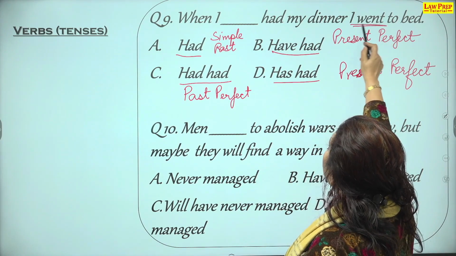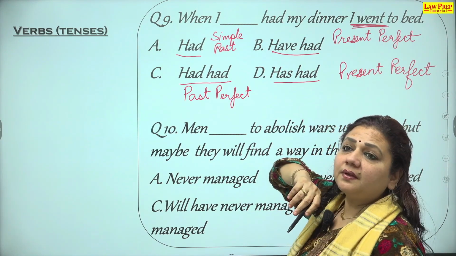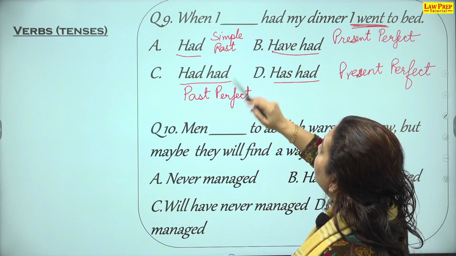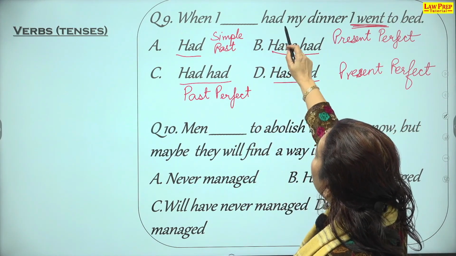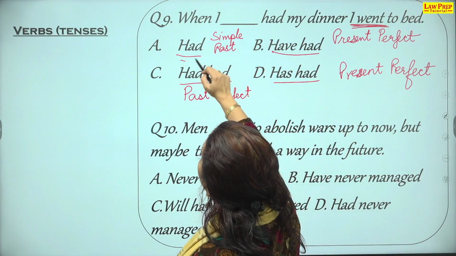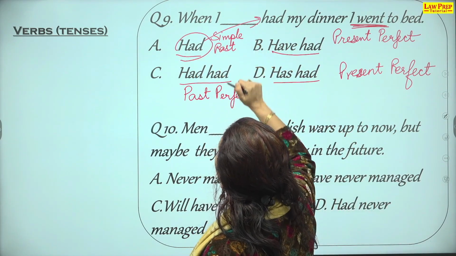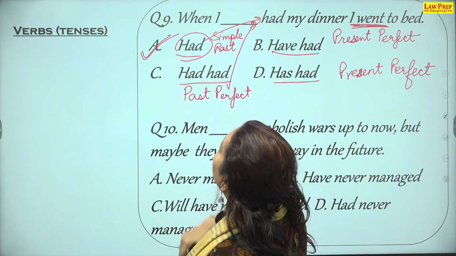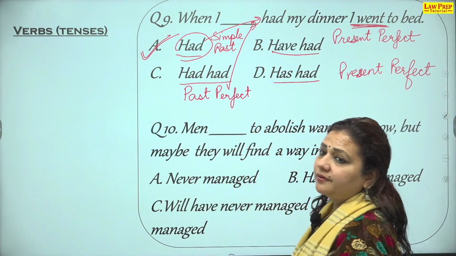ये दिया गया है सिंपल पास्ट टेंस। तो सिंपल पास्ट टेंस के साथ हम क्या जोड़ेंगे? पास्ट परफेक्ट। सो when I had, अब यहाँ दो ऑलरेडी हैड है, ठीक है, तो यहाँ पर एक ही हैड आ सकता है, तब ये दोनों हैड मिलकर क्या बनेंगे? पास्ट परफेक्ट। सो द करेक्ट आंसर विथ हैड, राइट स्टूडेंट्स?